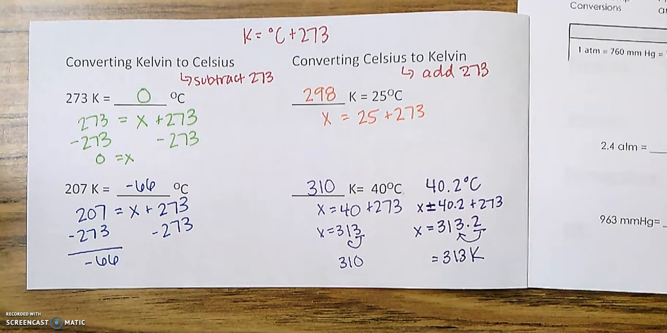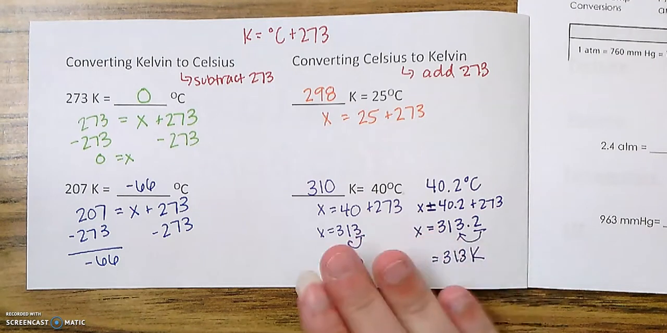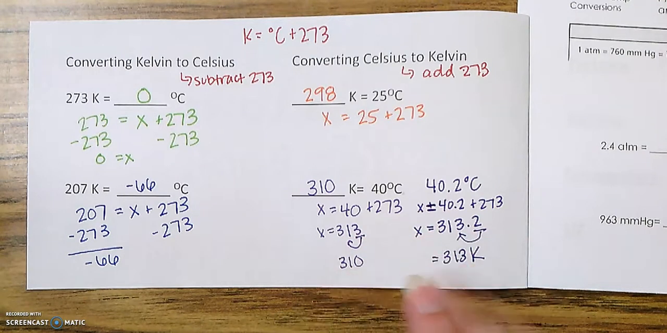So watch out for your sig figs there as we work through our gas laws problems. Whenever you are converting from Celsius to Kelvin or Kelvin to Celsius, you're going to have to sig fig that before you go on to do the other math because they are different sig fig practices. So we're adding and subtracting here. So remember, we're looking at place values.